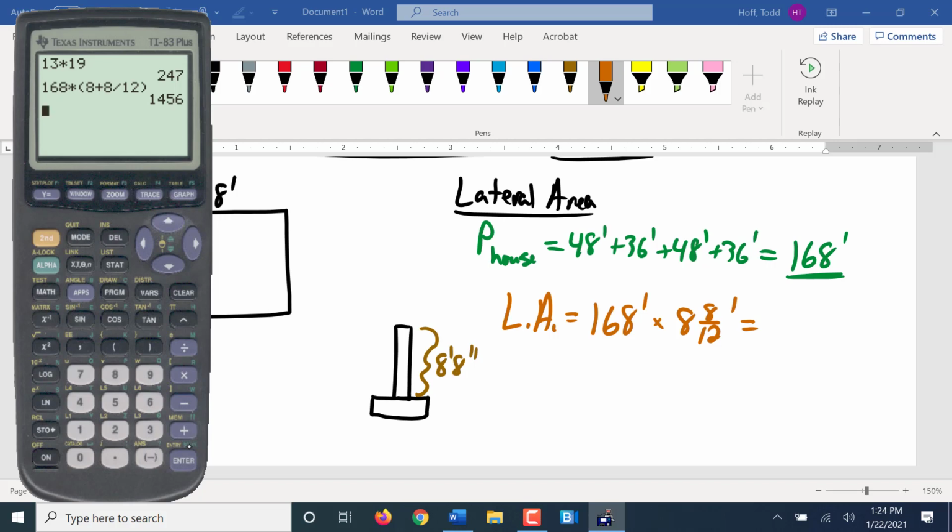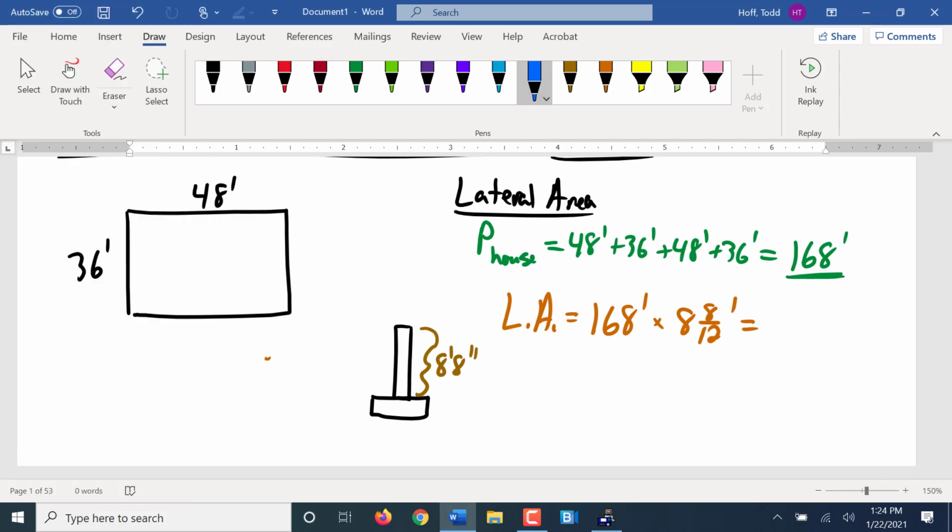1,456. Okay. Did you put 8.8 instead of 8 and 8/12? That would do it. So that is our wall area, or our lateral area.